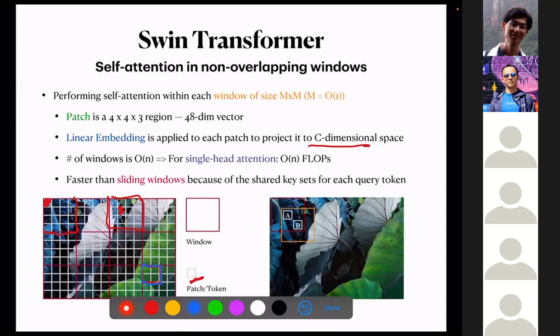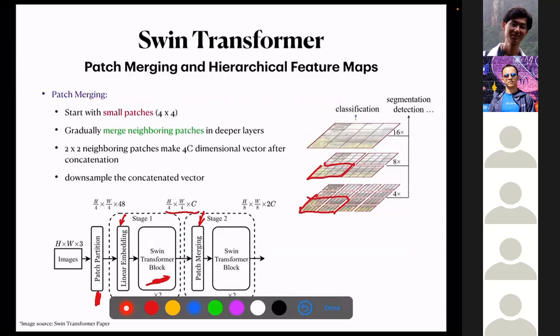And how many layers of such merging? We have four, so four stages. All right. Any questions?